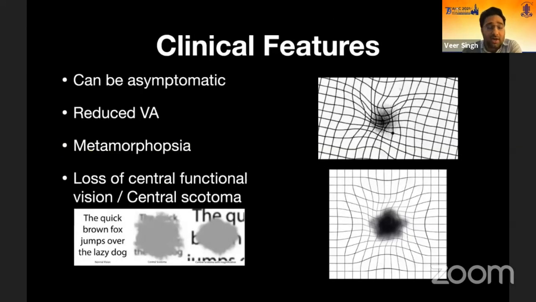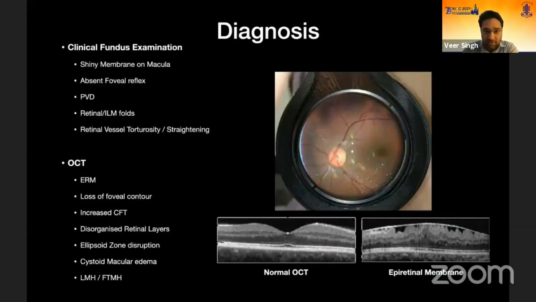Clinical features might well be asymptomatic. The common ones are reduced visual acuity and metamorphopsia, which you can see in the above picture in the Amsler chart. There can also be a central scotoma with loss of central visual function, as seen in the lower pictures.